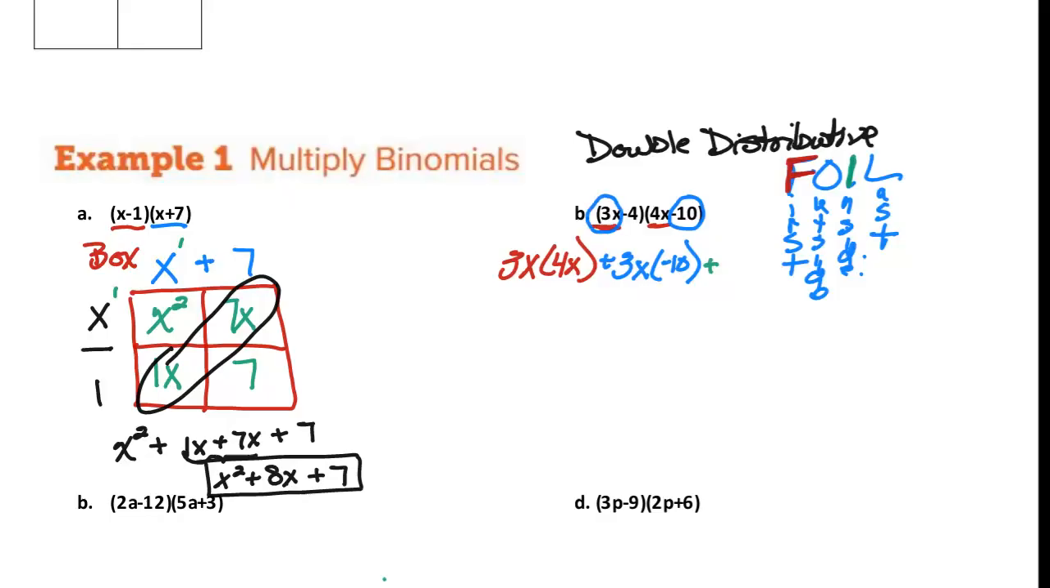Nope, wrong way. Negative 4 times that 4x. That's inside terms. And then your last terms, the last term of each binomial. So that is a negative 4 times, I can't see it because I've covered it up again, a negative 10.